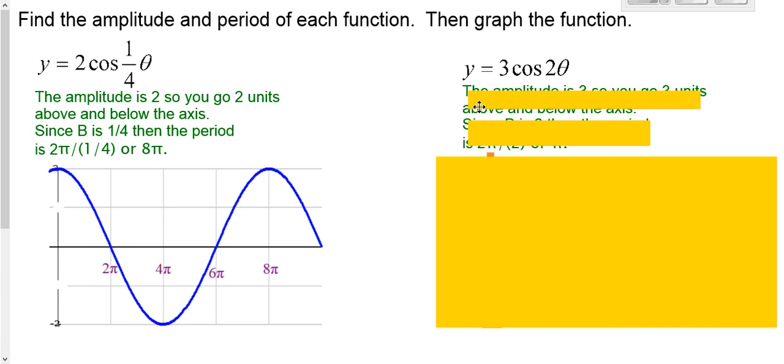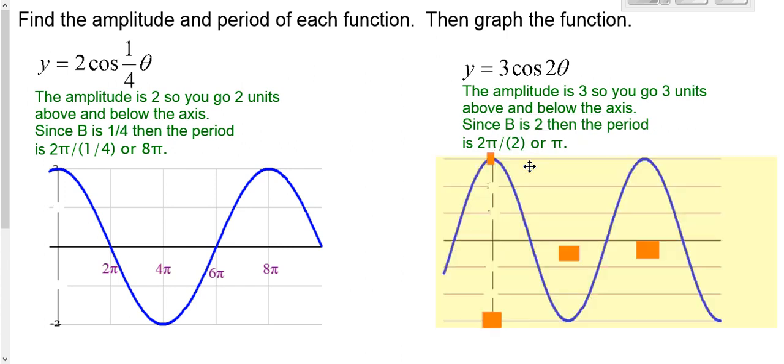Try to quickly do the last one and then watch the video. Amplitude is 3. Period is going to be pi. Draw your cosine graph without any tick marks. Mark the top as your amplitude of 3. Mark the bottom as the opposite of your amplitude of negative 3. Underneath the second peak is one full period, which is pi. Halfway between is your valley, and that's pi over 2.